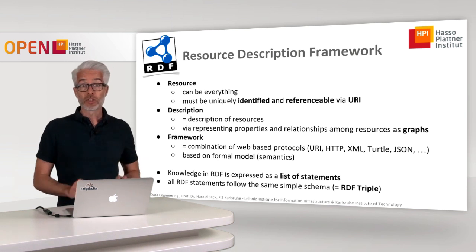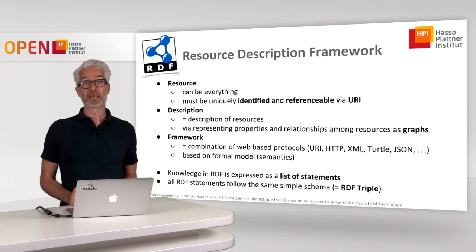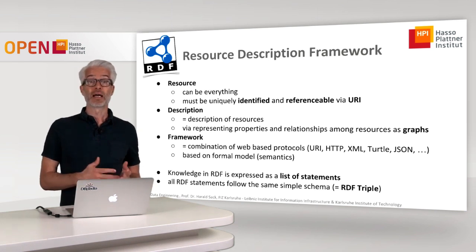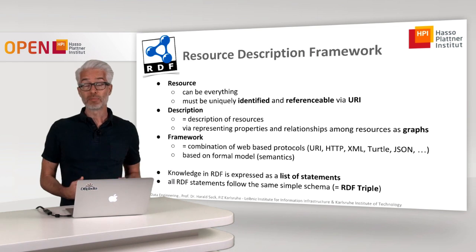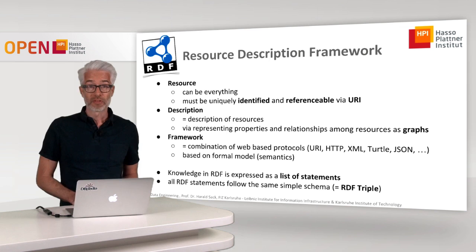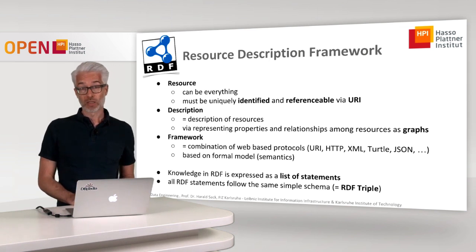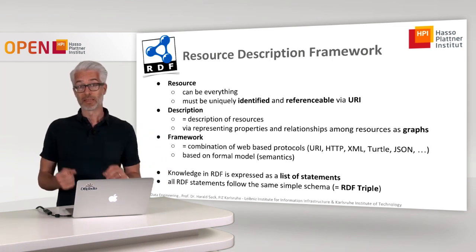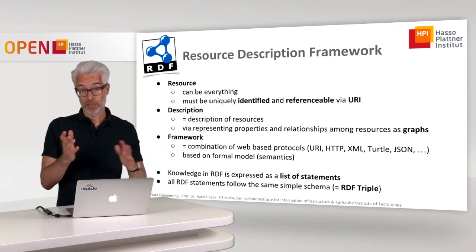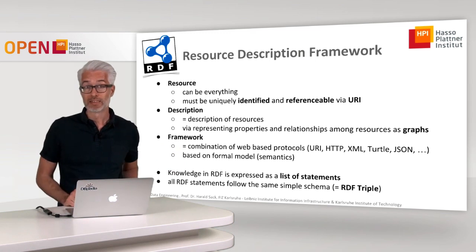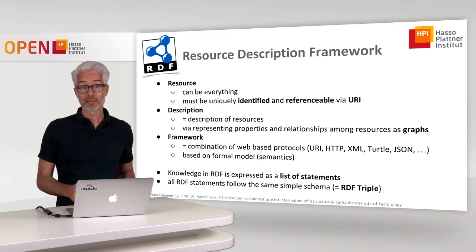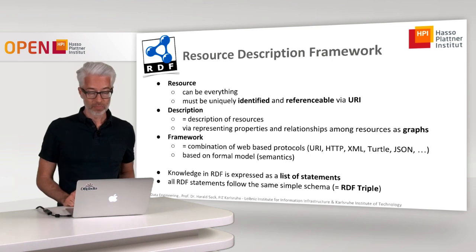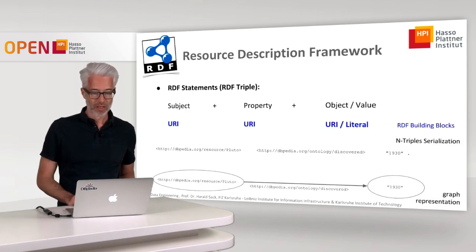So how is knowledge expressed in RDF? Usually it's a list of RDF statements. And we have already seen RDF follows a very simple schema, these so-called RDF triples, which follow roughly the structure of a sentence in natural language, which consists of subject, then some property, and then some object, or subject, predicate, object. So it's a quite similar way to build sentences to represent facts. We have seen this in the previous part of the lecture.